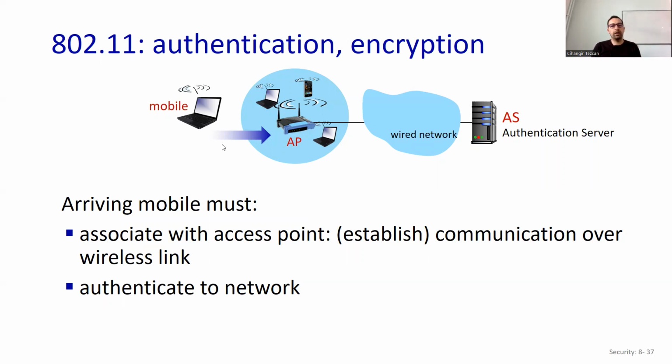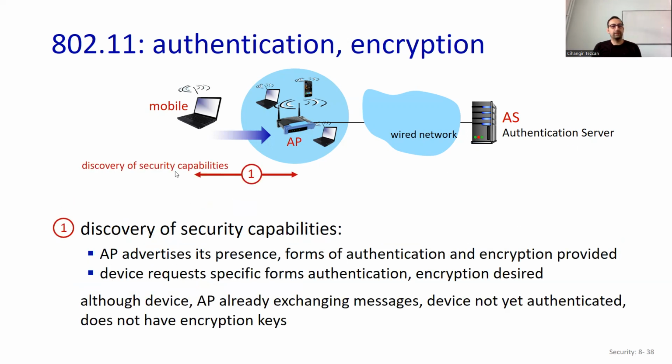So you are mobile, maybe you are using a laptop or a mobile phone, you enter the Wi-Fi range of an access point, but you are authenticated from a server. So the arriving mobile must associate with access points, establish communication over wireless link, and authenticate itself to the network. So here we actually perform an operation to discover security capabilities.